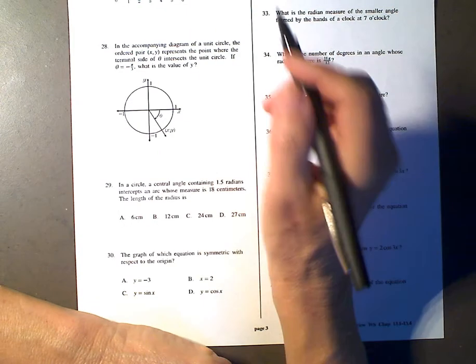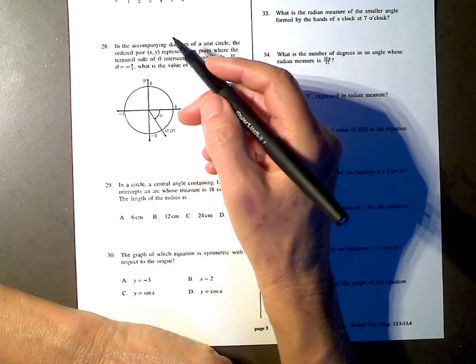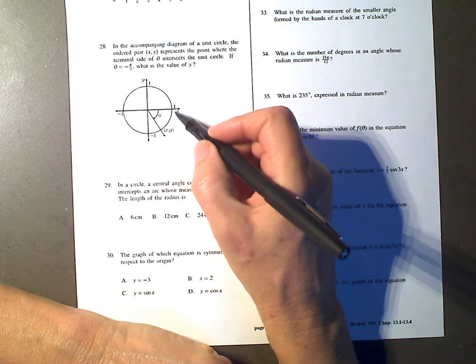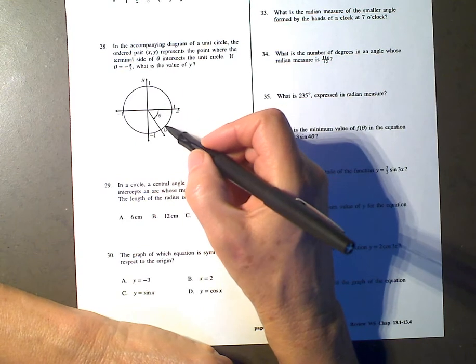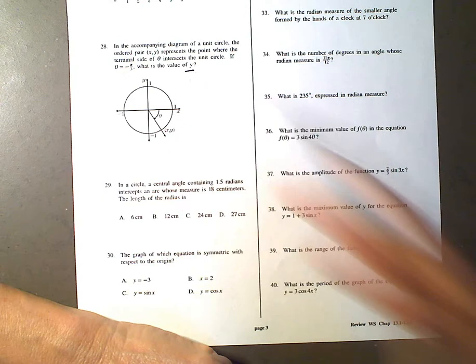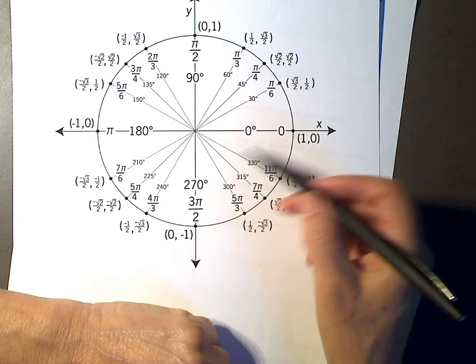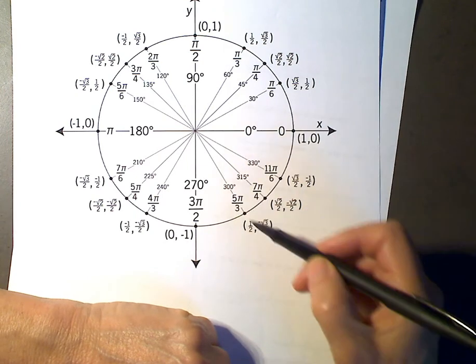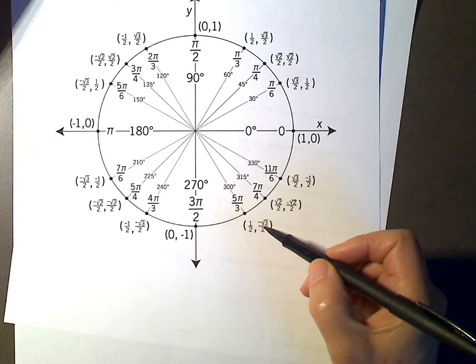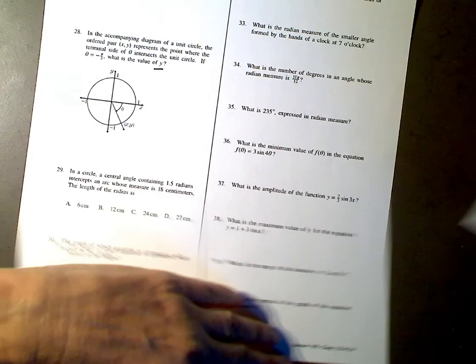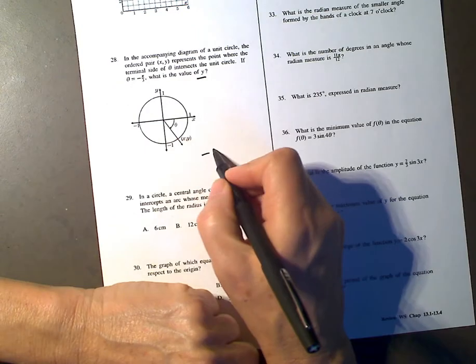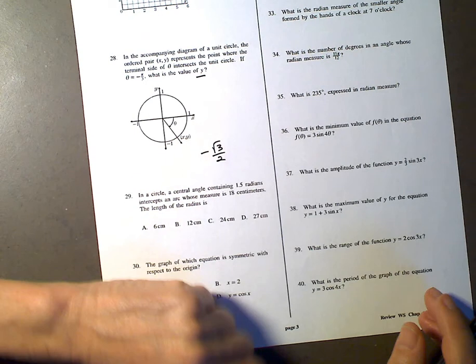Okay, so then in number 28, we've got a diagram, and we're told that theta is negative pi over 3, so this is an angle of negative pi over 3, and we're supposed to find the value of y, which would be the sine of the function. So at negative pi over 3 radians, that's the same as positive 5 pi over 3 radians, so the sine of that is negative root 3 over 2. Okay, so that would be the y value.